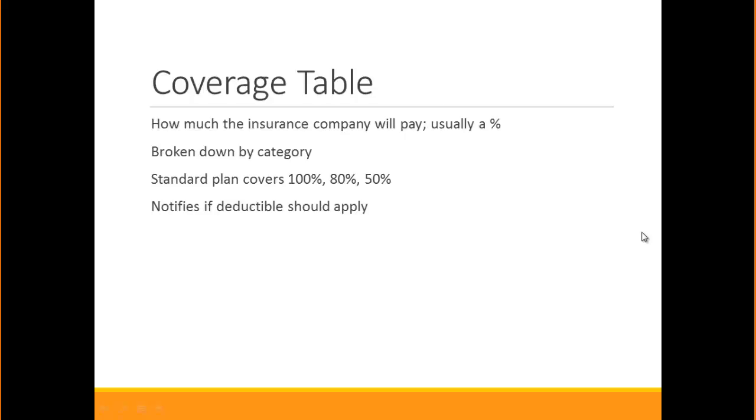Coverage table. The coverage table explains how much the insurance plan will pay, which is usually a certain percentage based on procedure type. A standard dental plan would cover 100% of diagnostic and preventative, 80% of basic treatment like fillings and periodontal, and 50% of major treatment like crowns and root canals. The coverage table will also tell you what procedures the deductible applies to.